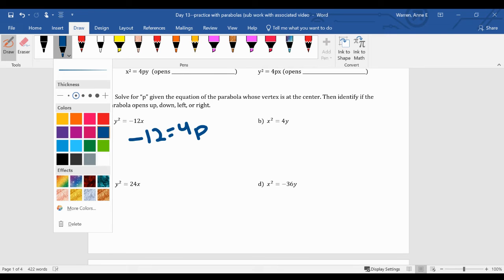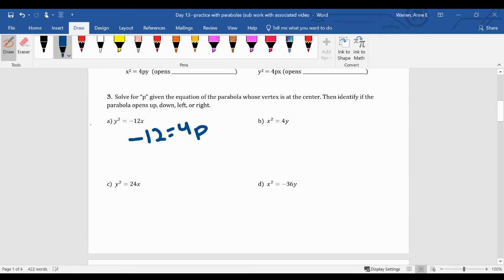There we go. And in order to solve for p, negative 12 is representing 4p here, right? That's because y squared equals 4px, right? So you see how the negative 12 has taken the place of the 4p. And since negative 12 is representing 4p, that's why I set them equal. And then to solve for p, since there's a multiplication by 4, I'll just have to divide by 4. And in this case, I would find that p is equal to negative 3.